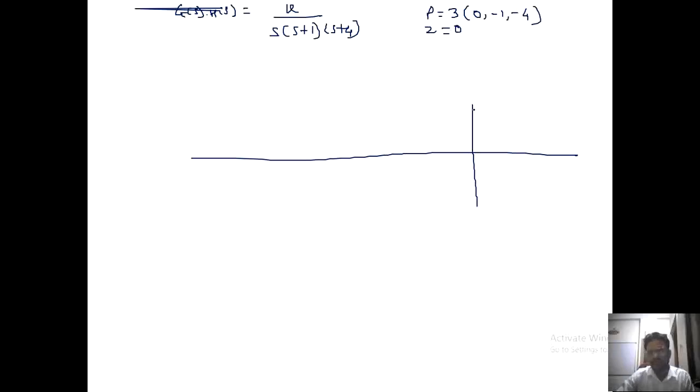So plot all these values. The first pole is here, secondly at minus 1, and the last one is at minus 4. Now the region will start from infinity.